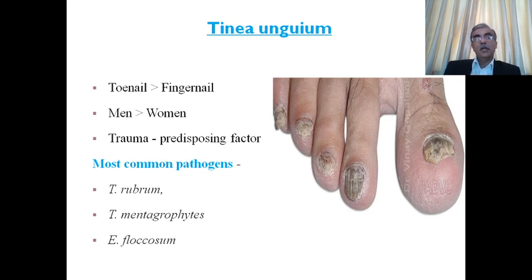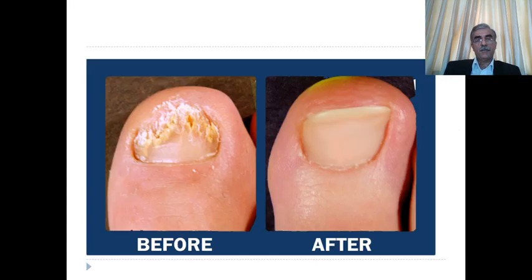The toenails are more commonly involved because toes are more prone to trauma. When nails are traumatized, the entry of the fungus is easier. Sometimes we tell the patient it is a fungal infection, and they say it is not fungal infection, it is because of some trauma. So any traumatic injury to the nail predisposes it to fungal infection. Men are more commonly involved, and trauma, as we already discussed, is an important predisposing factor. The most common pathogens are Trichophyton rubrum, Trichophyton mentagrophytes, and Epidermophyton floccosum.